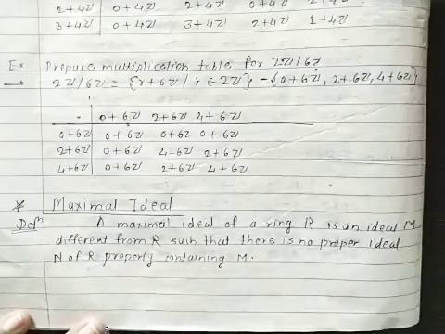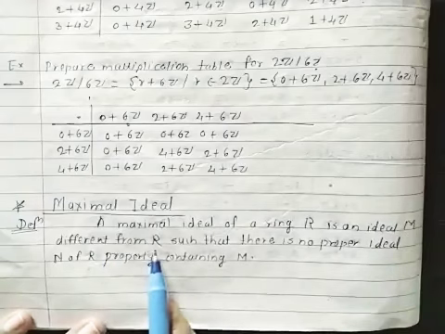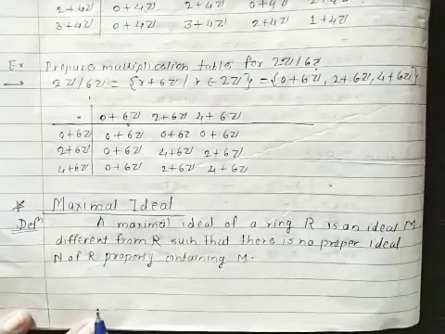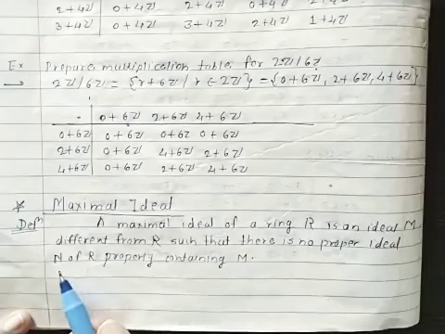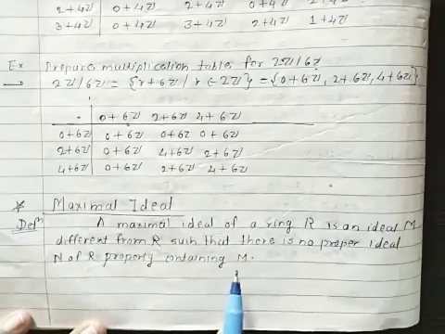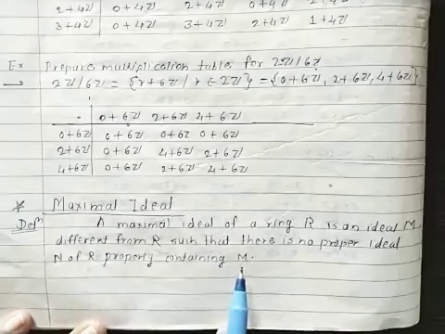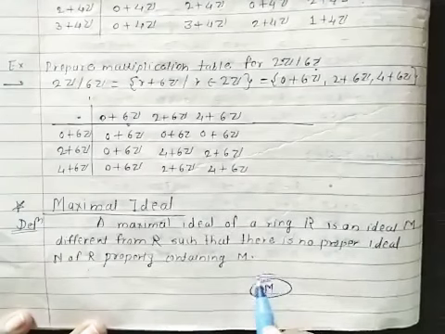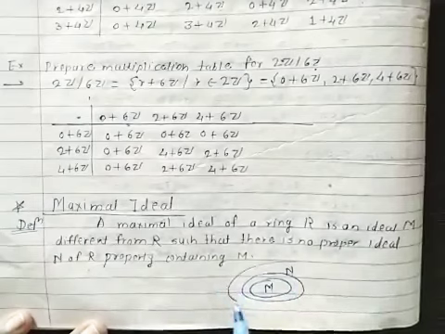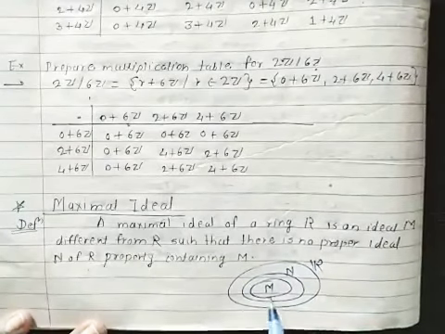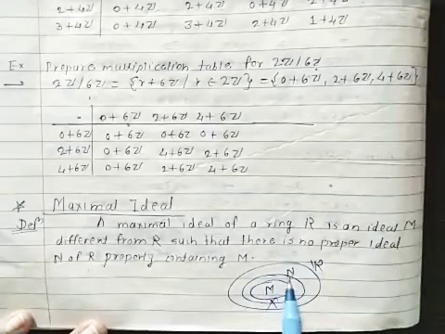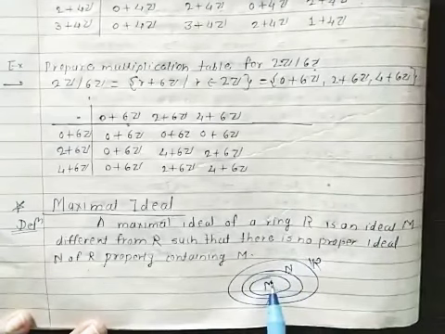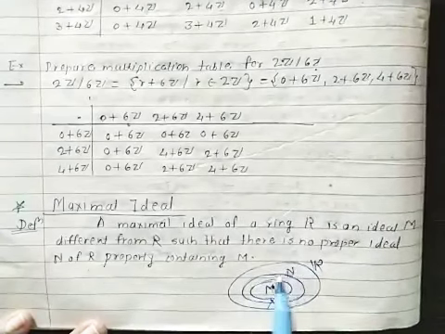What is a maximal ideal? Consider capital M is a maximal ideal. First of all, it should not be equal to R. It must be less than R, and there is no proper ideal N of R properly containing M. That means M should not be contained in another ideal N which is different from R. This condition should not hold. That is, there must not be such an N containing M. Then M must be a maximal ideal. Okay, that is the definition of maximal ideal.